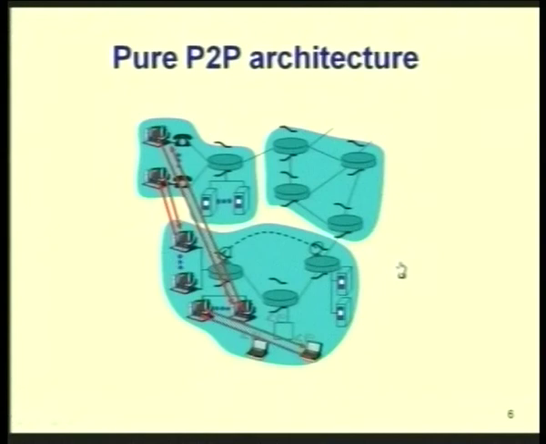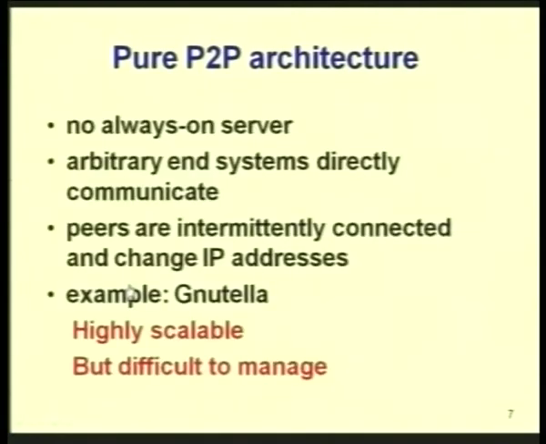On the other hand, if we look at a pure peer to peer architecture or a P2P architecture, here we talk about clients talking to other clients. As you can see, I have an end device, a desktop machine talking to another desktop machine, or a laptop talking to another desktop or a laptop, and so on. That is the kind of architecture that you have in a pure P2P architecture. So, in this case there is no always on server as in the case of the client server architecture. So, arbitrary end systems communicate directly whenever they have a need to communicate, and the peers are intermittently connected and they may change IP addresses.